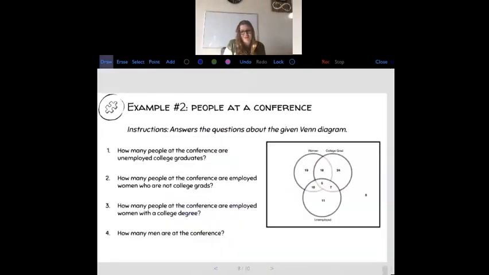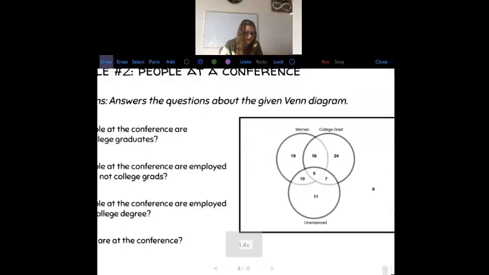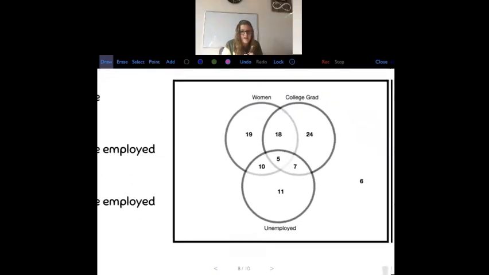Example number 2, this is where we'll do some calculations. So this entire box that you see on the screen represents people at a conference, and what we'll do is we'll use this to answer the questions below. So let me zoom in on this a little bit so you can get a good picture of it. Okay. And so in this case, we have 3 sets and they're all overlapping. So there's some regions that are only in 2 of the sets, and there's at least one region that members of all 3 sets that we see here.